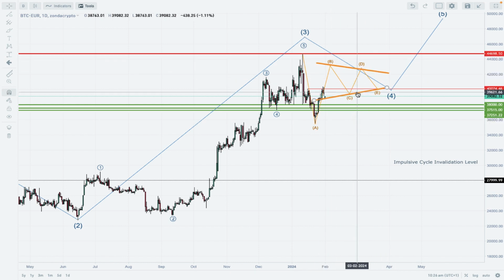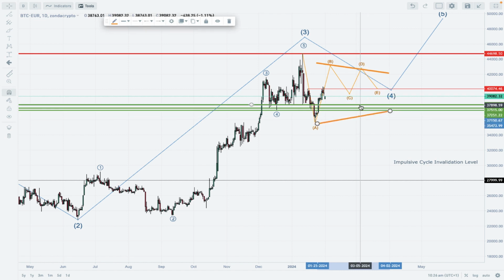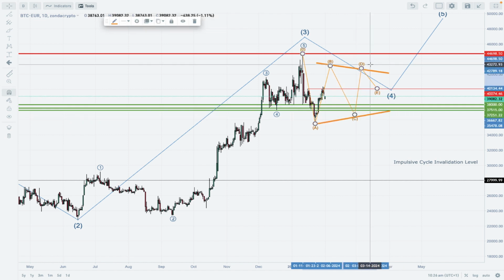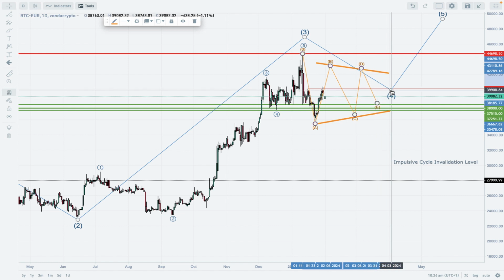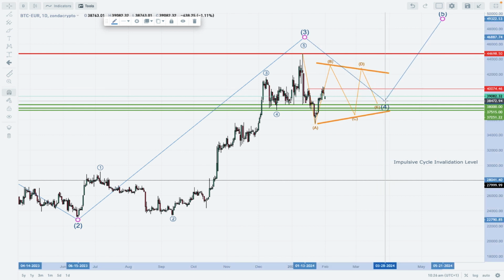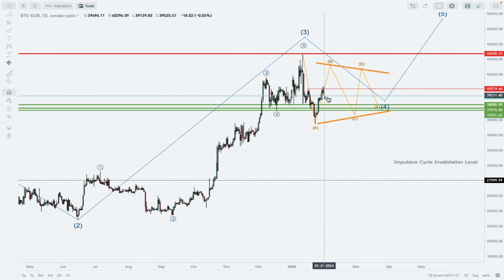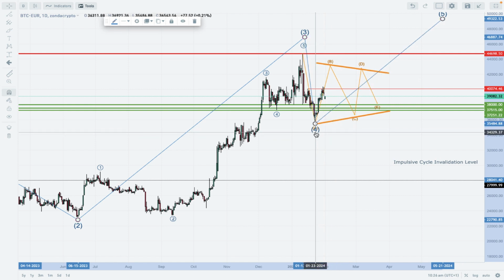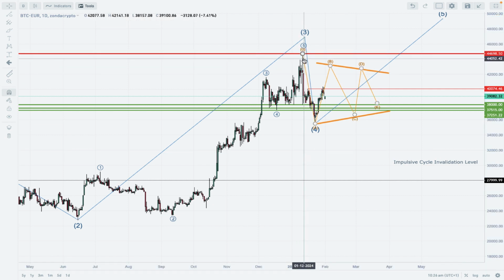For example, we got our triangle here. There is no problem for the triangle to still develop, or the low of the wave A might be the end of the wave 4. Why? Maybe this correction has been completed already, and the reason behind that is because it's 20%. It's quite big, and the movement to the downside looks like a zigzag. So it's a typical corrective pattern.